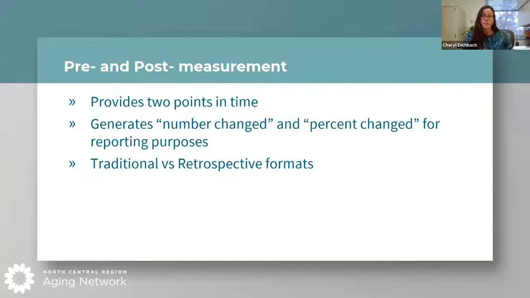And there are 2 types of pre and post measurement, and we're gonna talk more about that because you have choices in how to do this pre and post measurement. And I've seen it done both ways and they both work, but they have pros and cons.